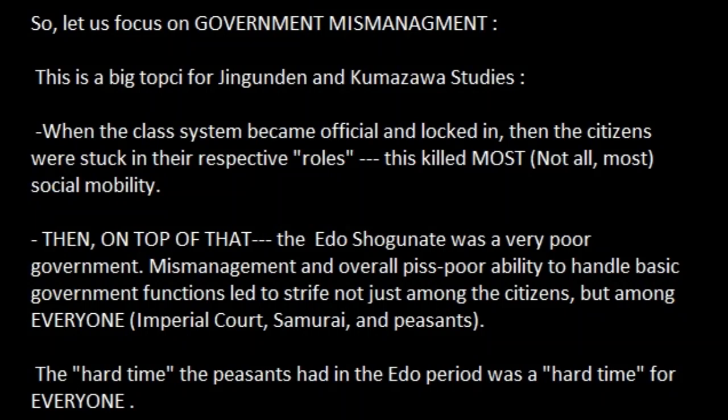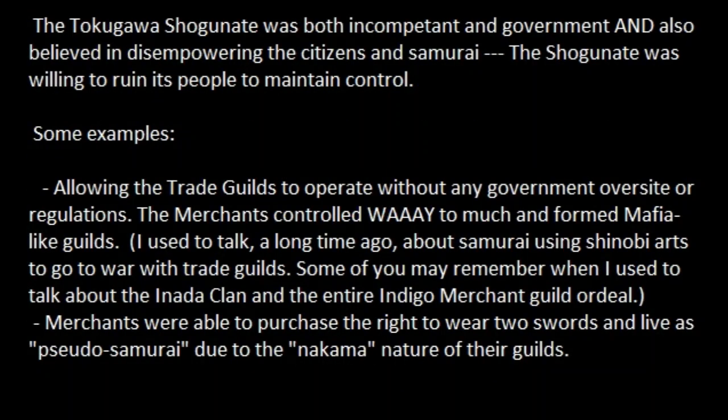Then on top of that, the Edo Shogunate, the Tokugawa Shogunate, was a very poor government. Mismanagement and overall piss poor ability to handle basic government functions led to strife not just among the citizens, but among everyone. The Imperial Court suffered, the samurai suffered, the peasants suffered. The hard times that the peasants had in the Edo period was a hard time for everyone. The Tokugawa Shogunate was both an incompetent government, and they also believed in disempowering the citizens and disempowering the samurai. The shogunate was willing to ruin its own people to maintain control. So that's a big factor.